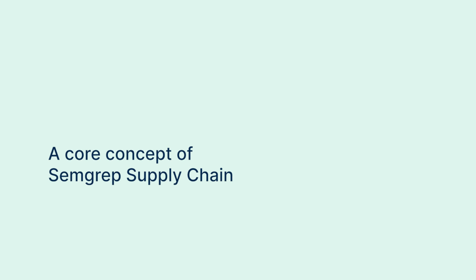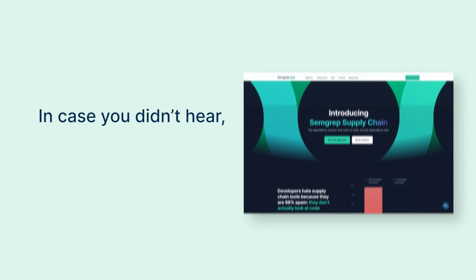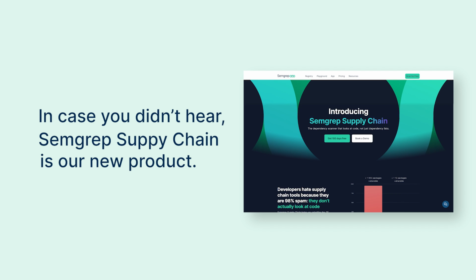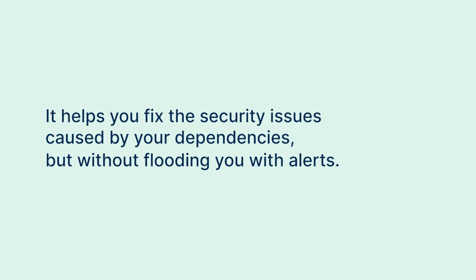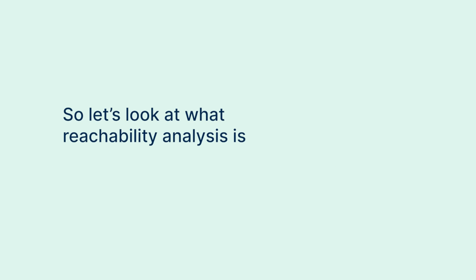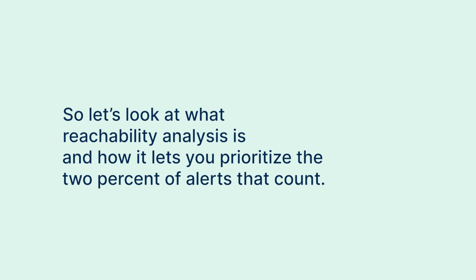This video explains reachability, a core concept of Semgrep Supply Chain. In case you didn't hear, Semgrep Supply Chain is our new product. It helps you fix the security issues caused by your dependencies, but without flooding you with alerts. So let's look at what reachability analysis is and how it lets you prioritize the 2% of alerts that count.